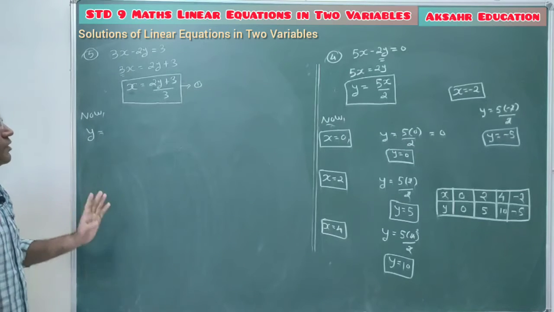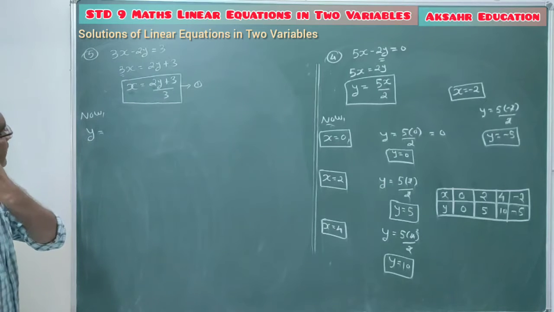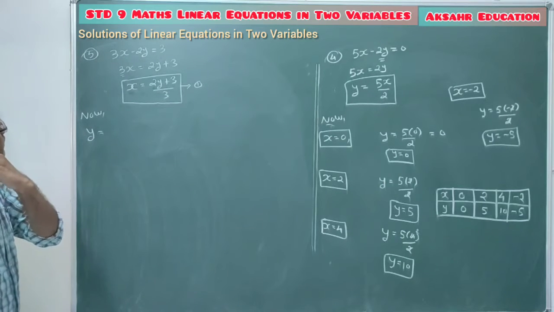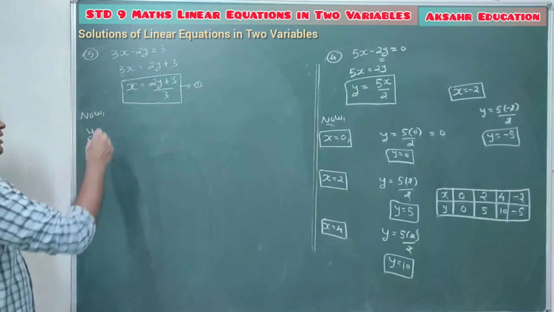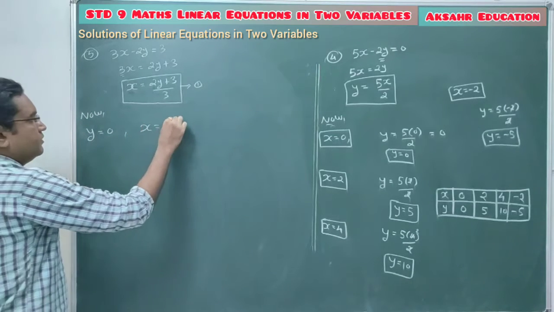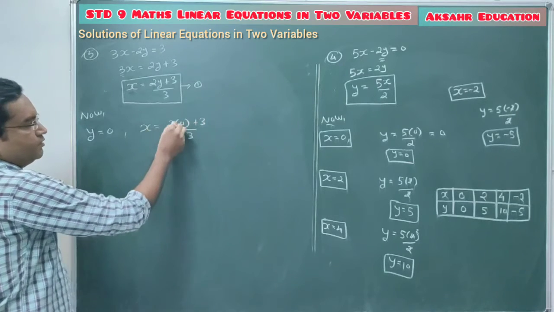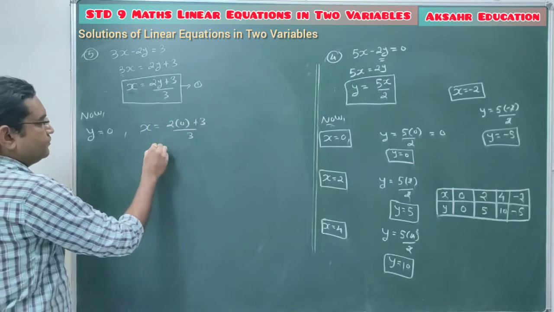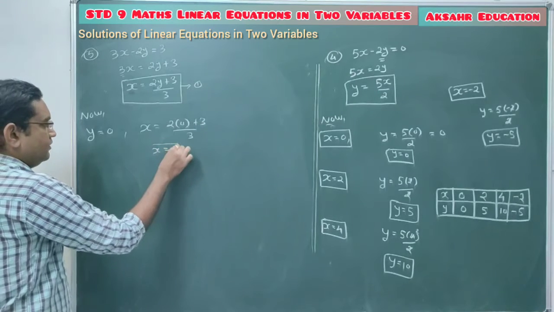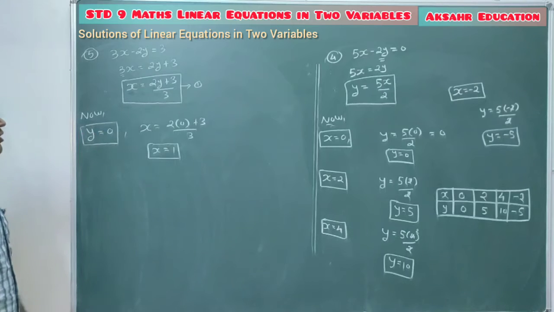Now here, which value of y to take? Suppose if you are taking y equal to 0, put y equal to 0. So we are getting one integer. So for y equal to 0, x will be (2 into 0 plus 3) by 3. So it's 0 plus 3, 3 by 3. So 3 by 3 is nothing but 1. So for y equal to 0, we are getting x equal to 1.